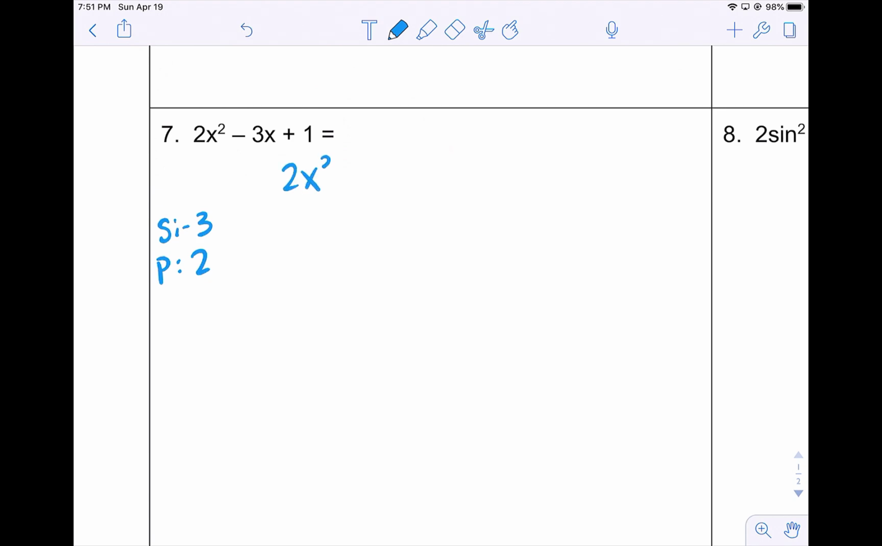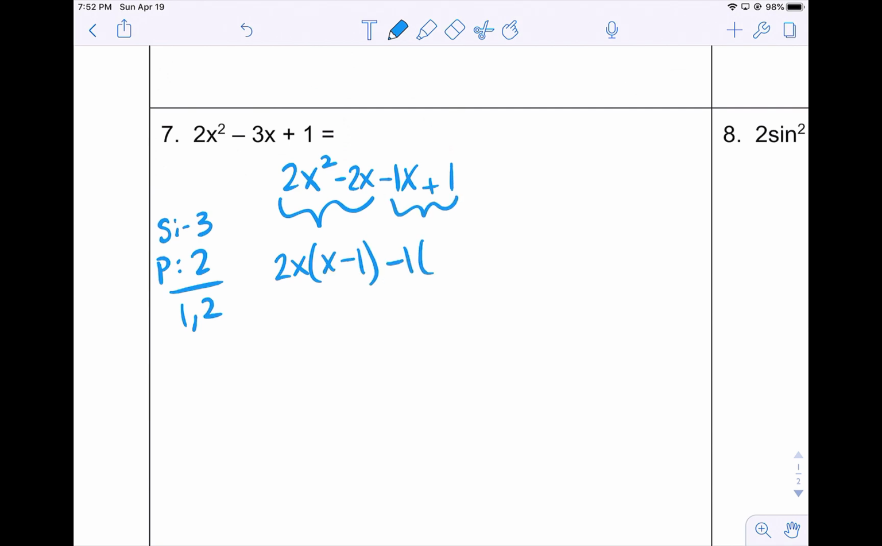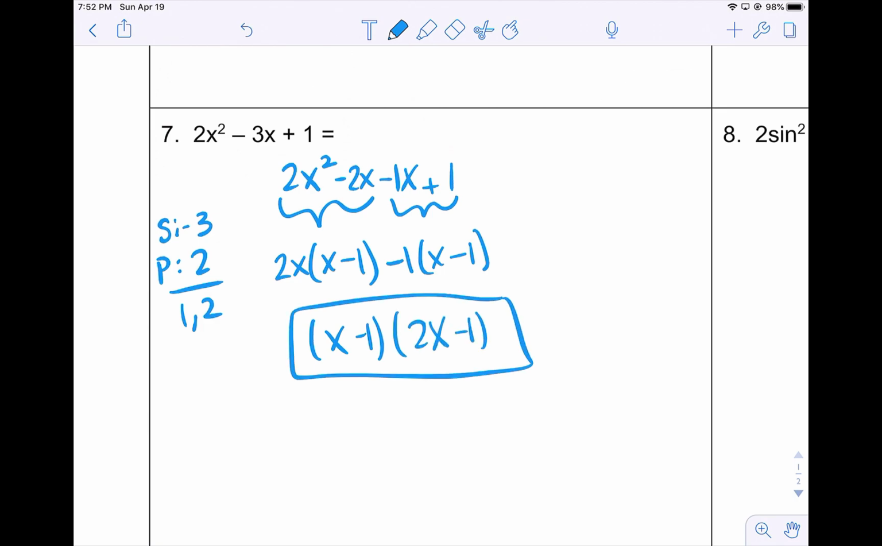With 7, I'm going to have to use the grouping method because I have a coefficient. The products of 2 are just 1 and 2, and I need them to both be negative to add up to a negative 3. 2x squared and negative 2x share a 2 and an x, so we are left with x minus 1. These will share a negative 1, so I'm left with x minus 1. So my factors are x minus 1 and 2x minus 1.